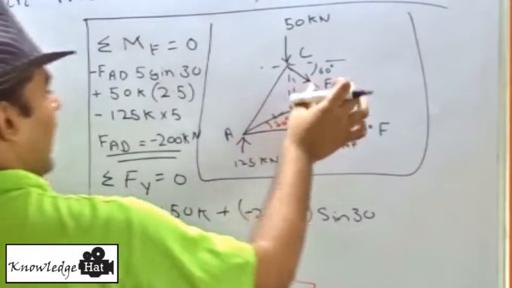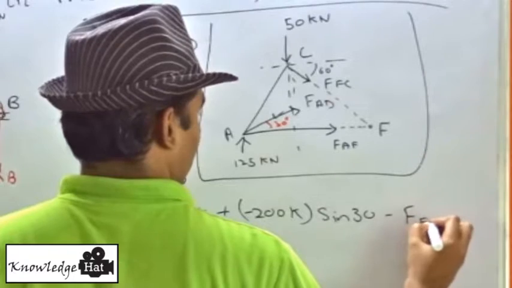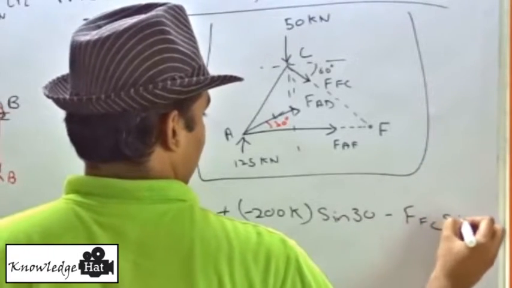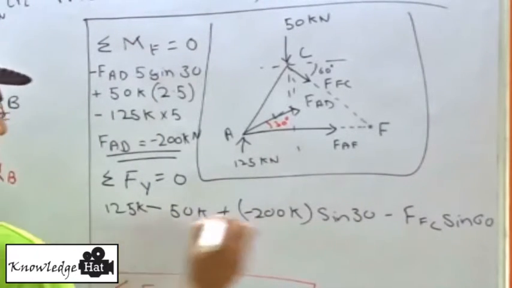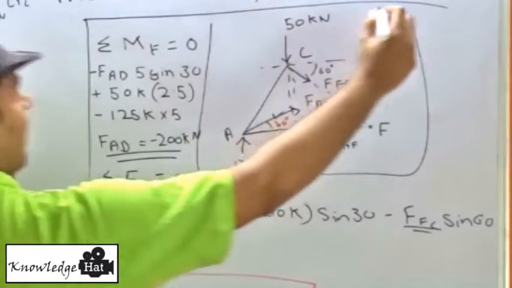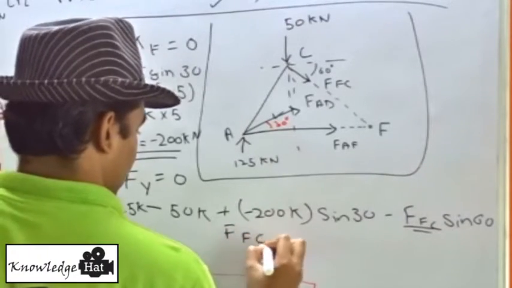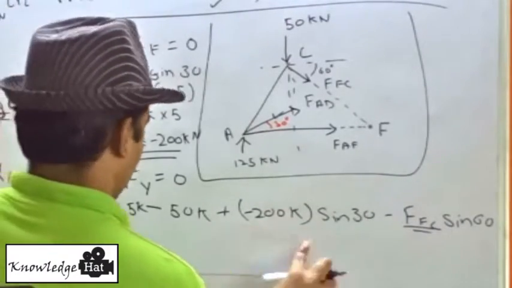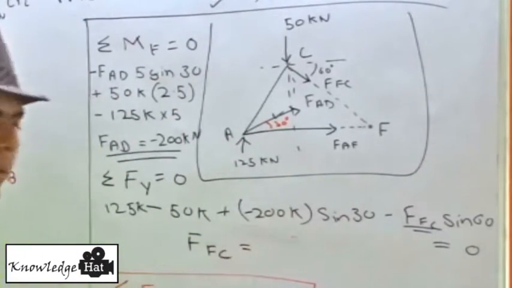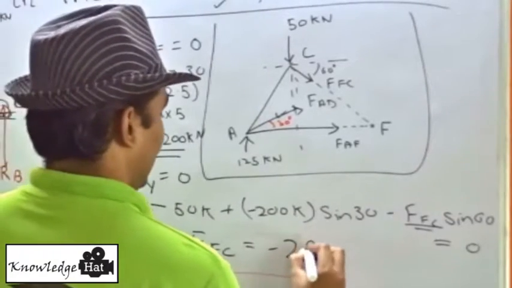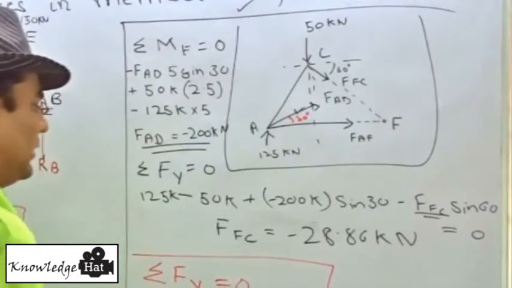And now our unknown, which is again in downward direction, so this will be negative FFC, making an angle of sine of 60 degrees. When we solve these equations together, we get our unknown, which we have to find, FFC. Actually, we need to equate this to 0 first, and then we get FFC, which is equal to minus 28.86 kilonewtons. This is the next force that we get.